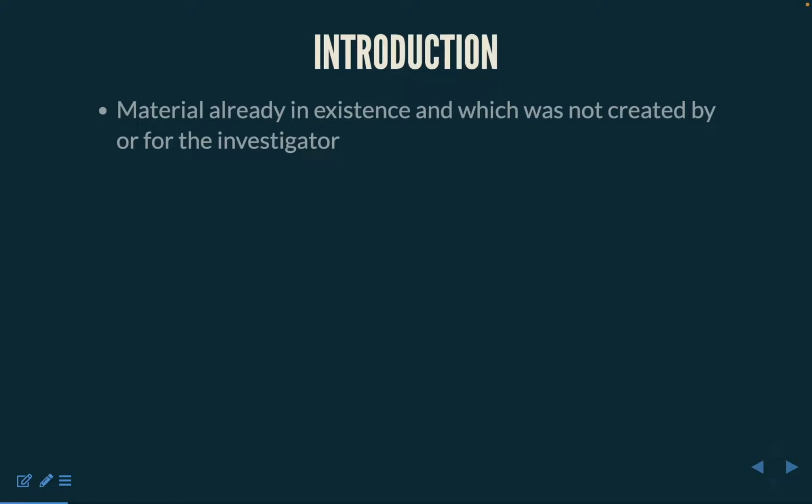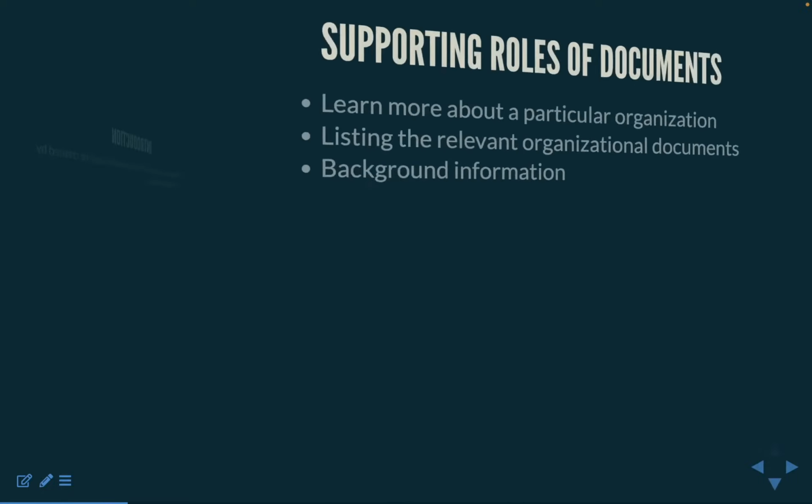So what we're going to be talking about is where material has already been created. Now this is where the researcher can elicit fresh data, and here we're also going to deal with the use of material that has already existed and which was not created by the investigator or for the investigator.